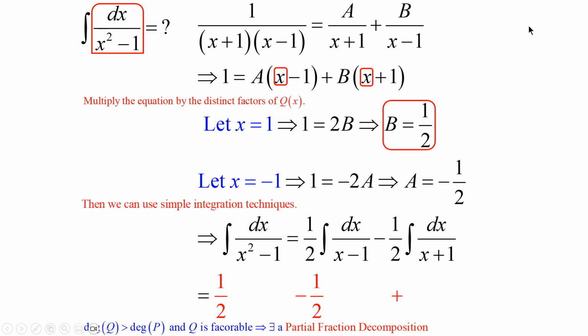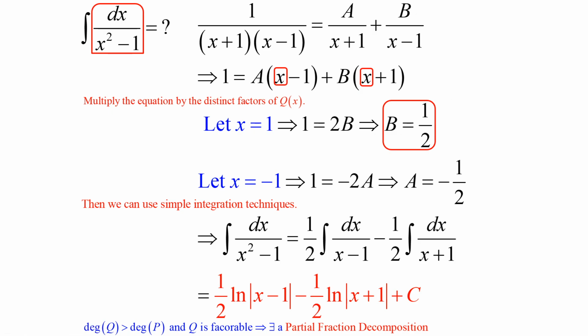So, here we go. I've got 1/2 times the natural log of, and we need our absolute value here, absolute value of x minus 1, minus 1/2 times the natural log of absolute value of x plus 1, plus C, and there's our answer. That's partial fractions right there.